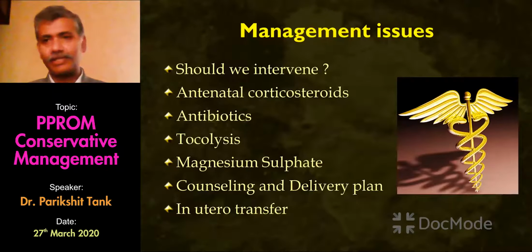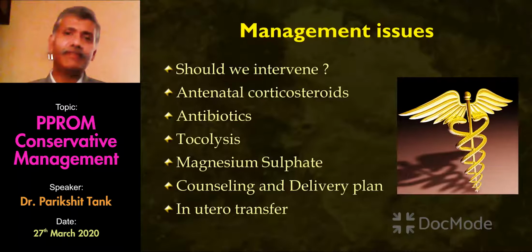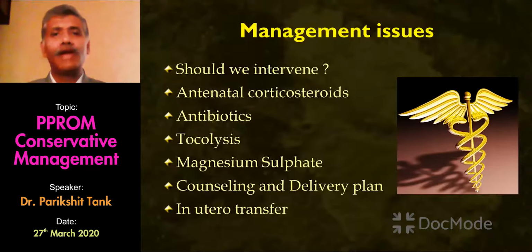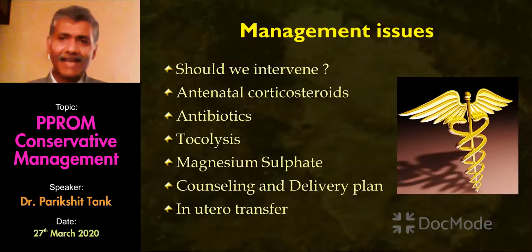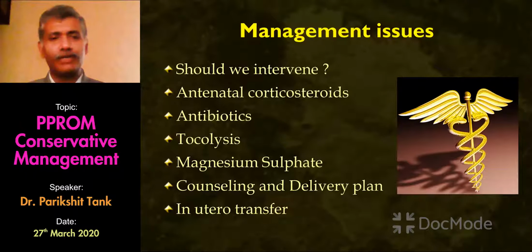The first question is, of course, should we intervene and not go at all for a conservative approach? This is important to identify right at the outset. And then there are a number of drugs such as steroids, antibiotics, tocolysis, and magnesium sulfate that we should consider. This time that the woman has from the presentation onwards should be used carefully for counseling the woman and her partner and drawing up a delivery plan.